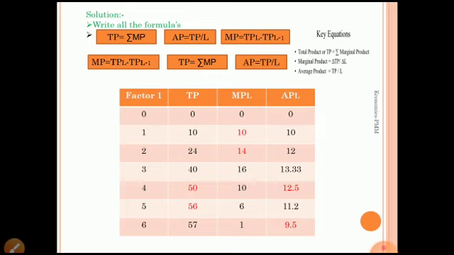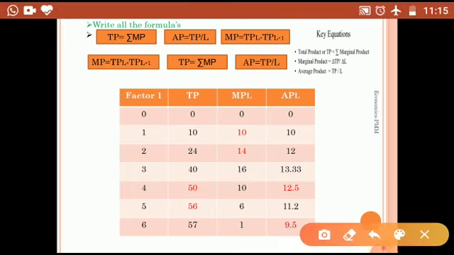Now what is the first step to be calculated? All 3 formulas are there and all 3 tasks should be achieved. So the first step is marginal product. First we need to calculate the marginal product. What is the formula of marginal product? TP(L) minus TP(L-1). We already know the new total product and the previous one. Now 24 minus 10 is 14.